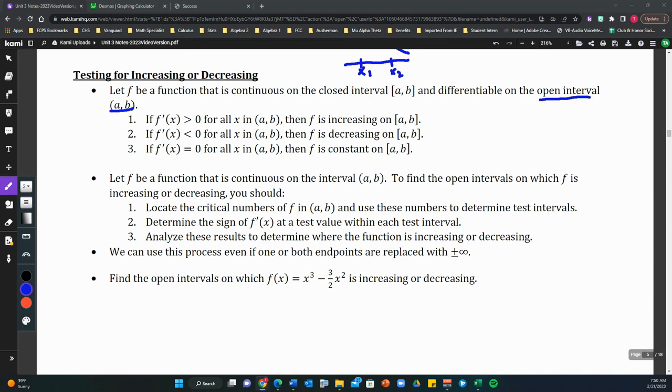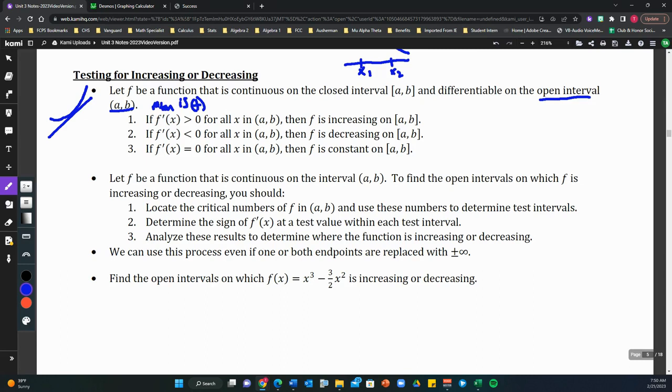First, if f prime is greater than 0, meaning positive for all values of x in a given interval, then we say that f is increasing on the closed interval a to b. That is like saying the slope of the tangent line is positive. If the tangent line has a positive slope, then the curve that it is tangent to on that interval must have a positive direction to it as well, so increasing. So that is the connection: positive slope for the tangent means that f is increasing.